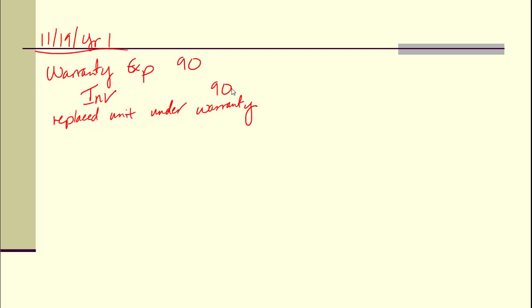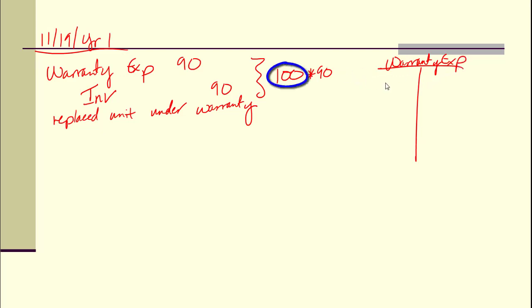And what we were told is that they've actually made 100 of these entries on various days throughout the year. So if I take 100 times 90, I can figure out what's in this warranty expense before the adjusting entries. So let's see, 100 times 90 would be 9,000.